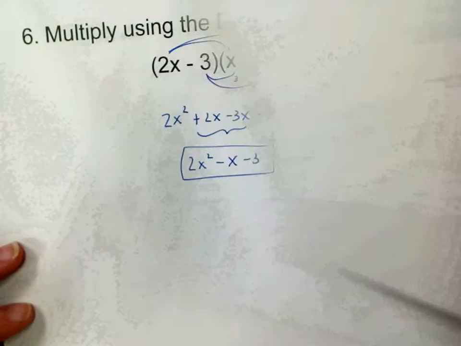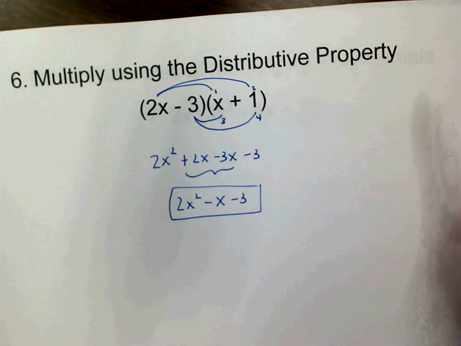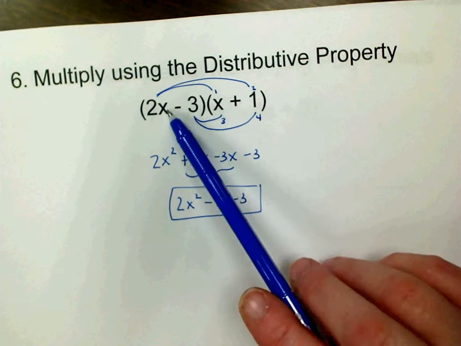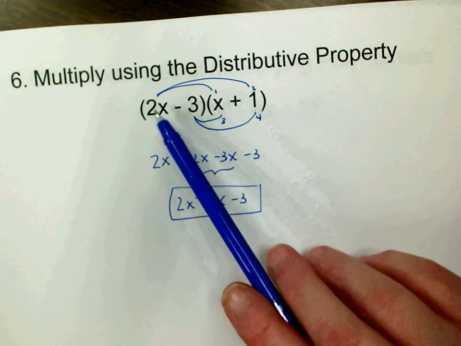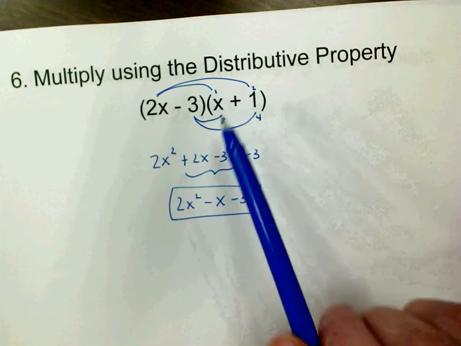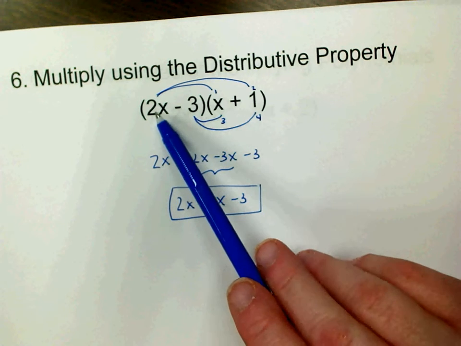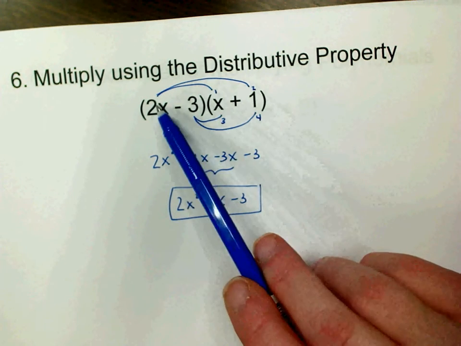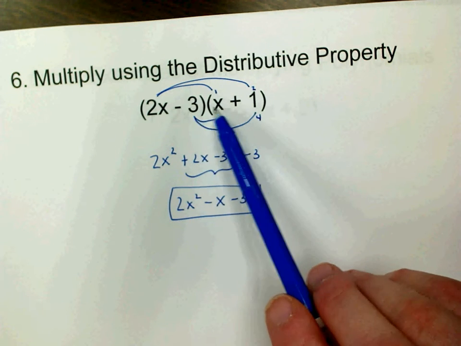And then the last method is the distributive property. Remember, the distributive property in multiplying a binomial by a binomial requires you to get 4 terms because you have 2 terms times 2 terms. 2 times 2 is 4. And so I've numbered all 4 multiplications you need to do. You need to multiply the 2x by the x and by the 1. And then you need to multiply the negative 3 by the x and by the 1.